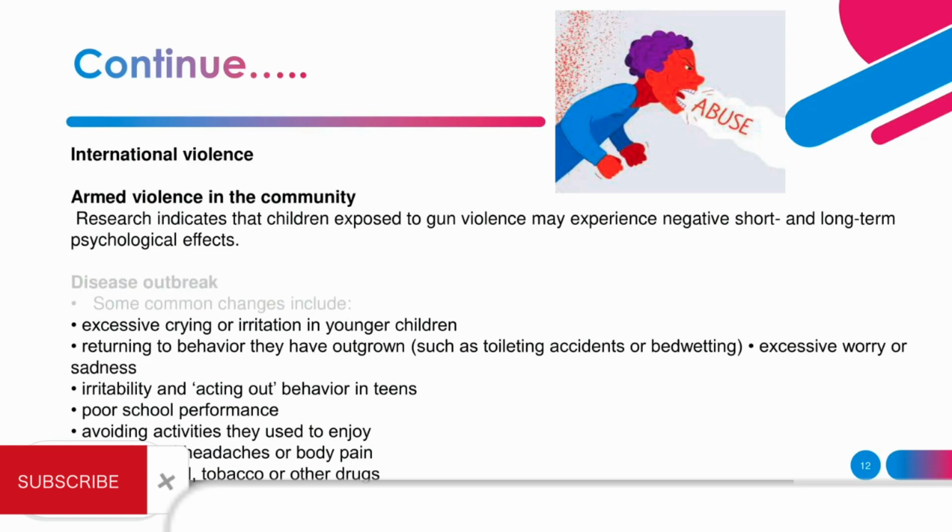Disease outbreak. Some common changes include excessive crying or irritation in younger children, returning to behavior they have outgrown, such as toileting accidents or bedwetting, excessive worry or sadness, irritability and acting out behavior in teens, poor school performance, avoiding activities they used to enjoy, unexplained headaches or body pain, use of alcohol, tobacco or other drugs.